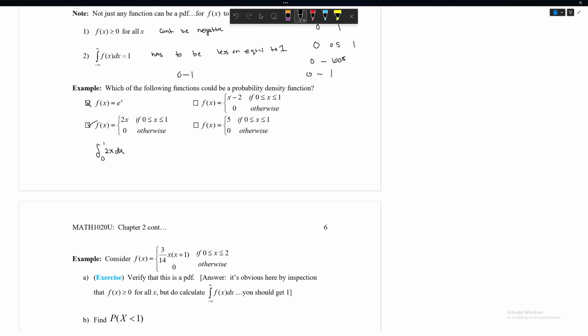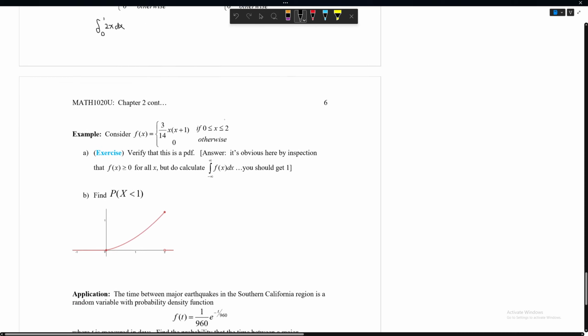So you see, for this one here, we're saying x minus 2. Now the question is, will this ever equal less than 0 or more than 1? And as we can see, if x is 0, then we get negative 2. And that is not good because it can't be less than 0. And so this can't be a PDF, right? And same thing here. This is saying if x is 0 or 1 or between, then it will always be 5. And that is also not correct because our PDF can't be more than 1. All right, so nothing too crazy.